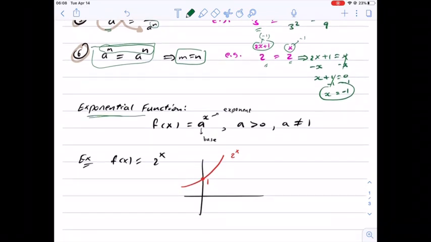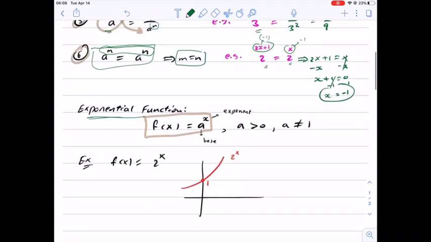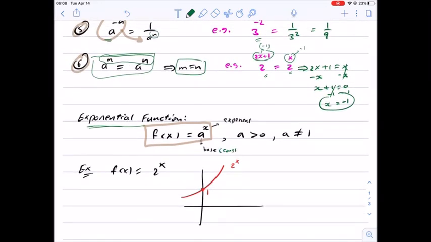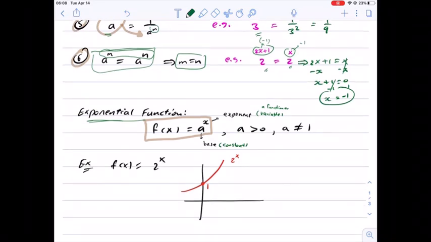Now what is the exponential function? Exponential function is a function that can be written in the form f of x equals a to the power x. The base is constant. And the power is a variable or a function. So this is different from the polynomials. If you remember, from polynomials we used to deal with terms like this.